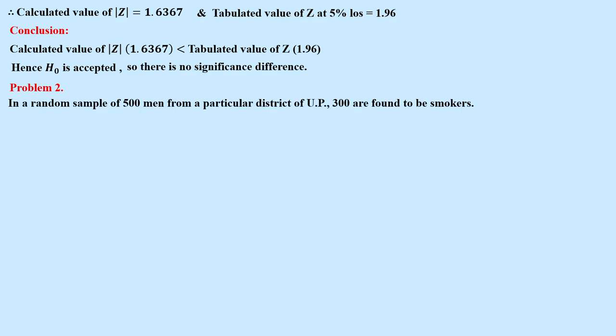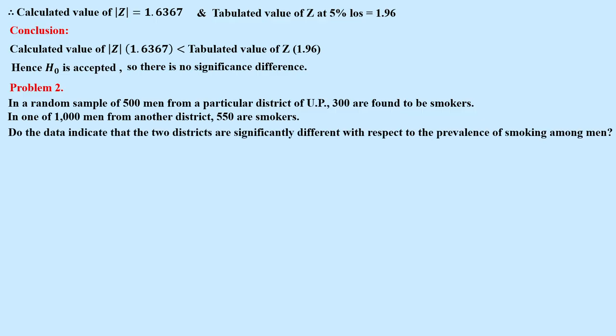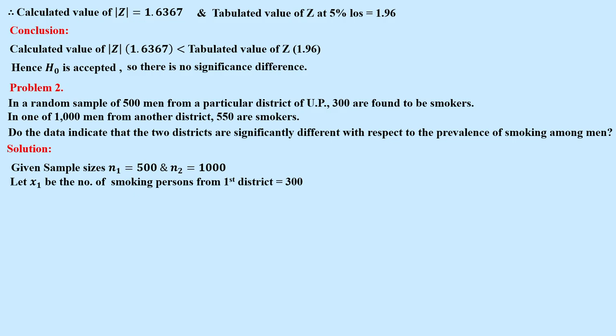Next problem: in a random sample of 500 men from a particular district of UP, 300 are found to be smokers. In one of 1000 men from another district, 550 are smokers. Do the data indicate that the two districts are significantly different with respect to the prevalence of smoking among men? Given sample sizes, first district n1 is equal to 500, second district n2 is equal to 1000. x1 is the number of persons smoking in the first district, that is 300. x2 is the number of smoking persons in the second district, that is 550.